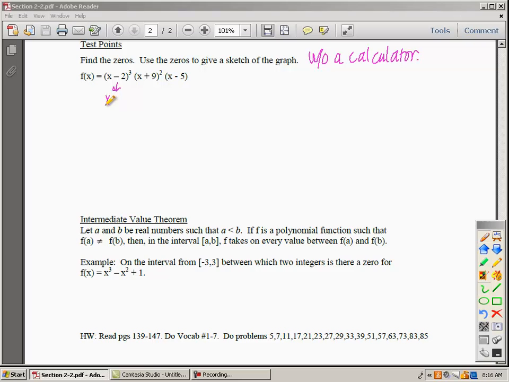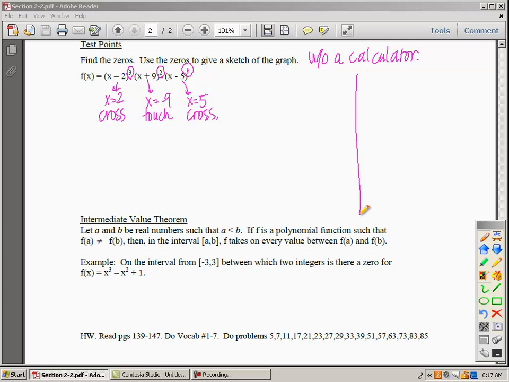So this is a 0 of x equals 2. Because it's an odd multiplicity, that means it's going to cross the x-axis. I have a 0 here of -9, and because it's an even multiplicity, that means it's going to touch my x-axis. And my final 0 occurs at 5, and it's like there's a 1 there, but this is again an odd multiplicity, which means it's going to cross my x-axis.